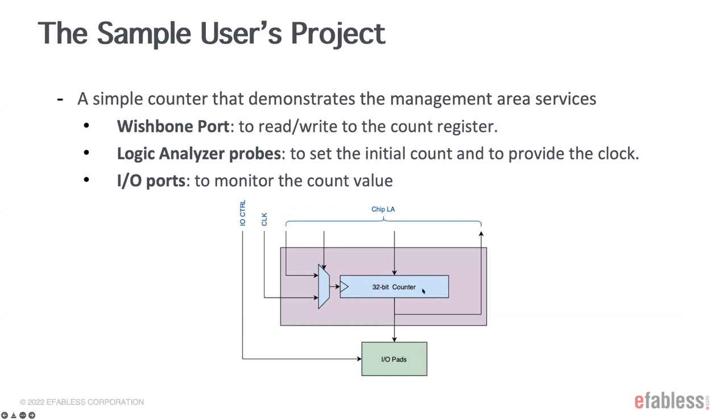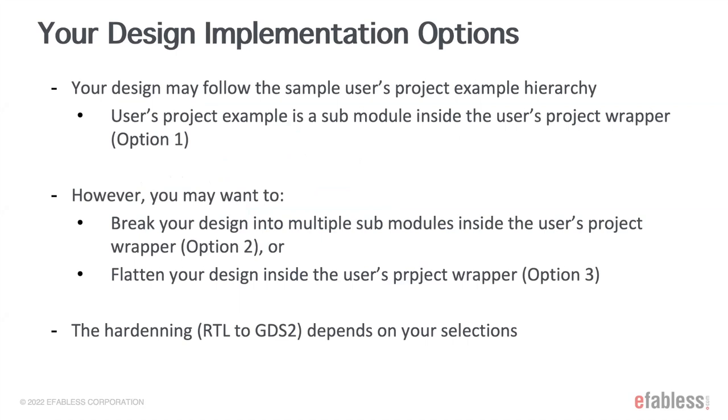So if I want to use the wishbone to access the counter for read and write, I select the clock for the wishbone. If I want to use the logic analyzer to do the same thing, then using again the logic analyzer probes, I can select the clock which is toggled in software using one of the logic analyzer probes.